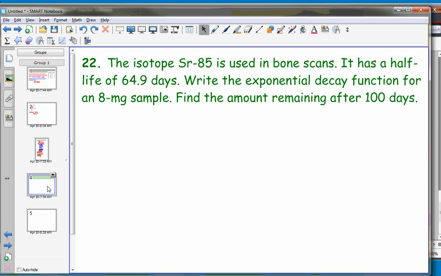Okay, and how do I do this problem? The isotope Sr-85 is used in bone scans and has a half-life of 64.9 days. Write the exponential decay function for an 8 milligram sample. So I have this lovely little amount here. Do I need to have just a t, or should I have an x times the t? I need to have an x times the t, correct? So now what's y going to be?